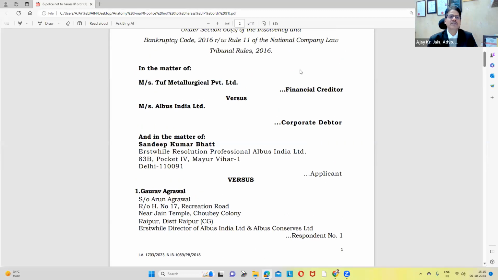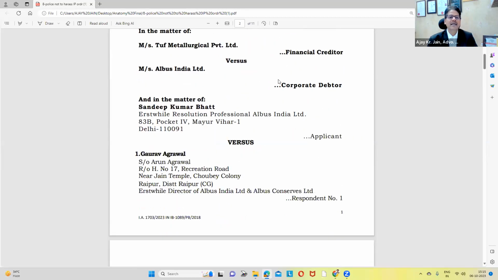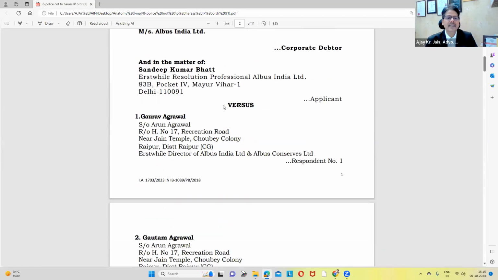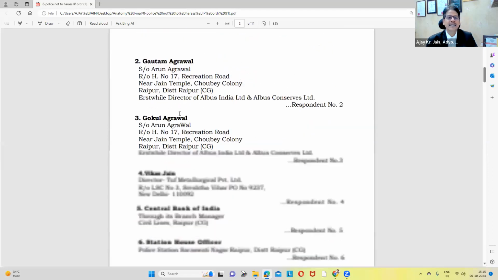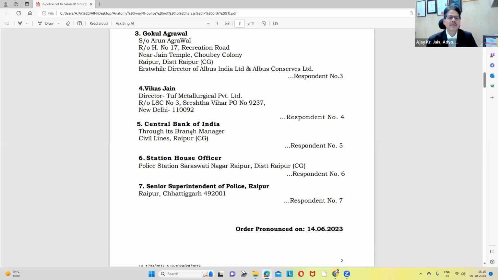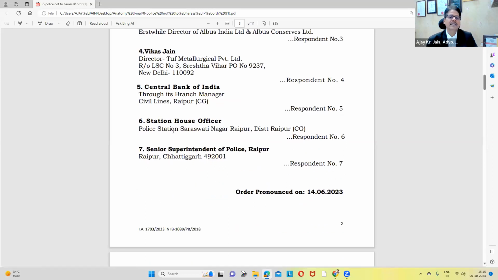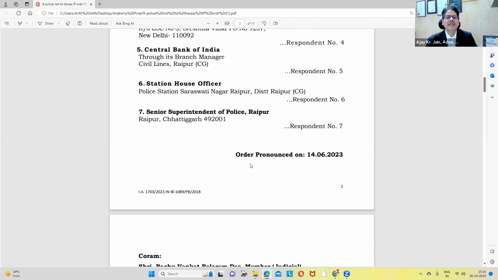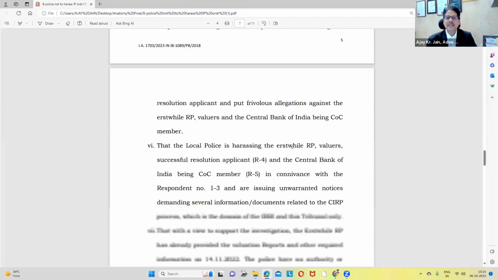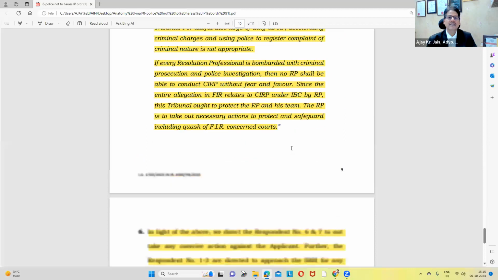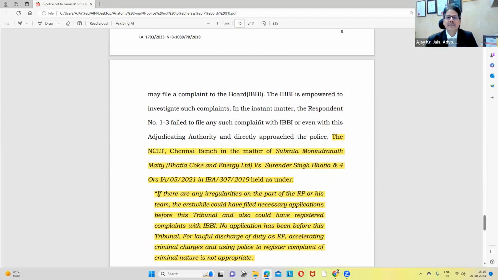First, here see who is the applicant. The applicant is Sandeep Kumar Bhatt, RP, and he is the director. Now come to respondents 6 and 7: Station House Officer, SHO, SSP, Raipur. The IBBI is empowered to investigate such companies.